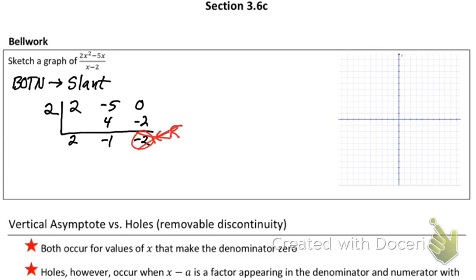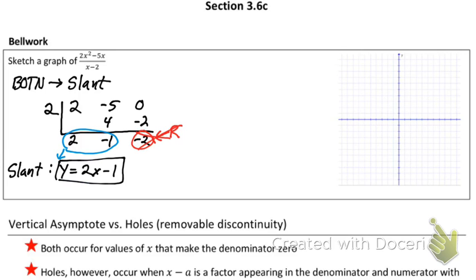The only thing that has to do with my slant asymptote is this 2 and this negative 1. So my slant asymptote is going to be y equals 2x minus 1. That is my slant asymptote. Let's go ahead and just graph that. Let's start off graphing that.